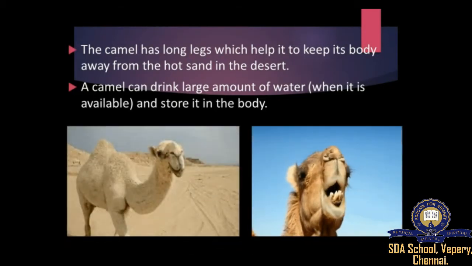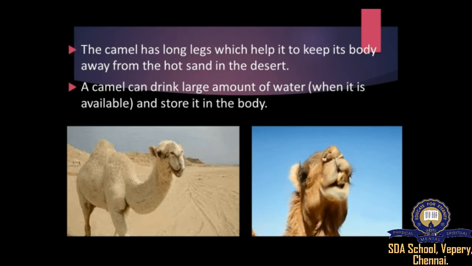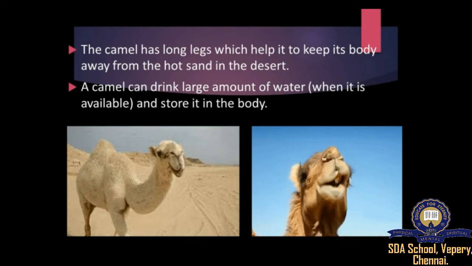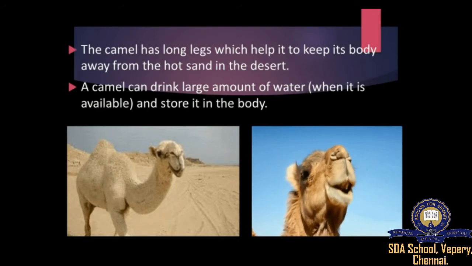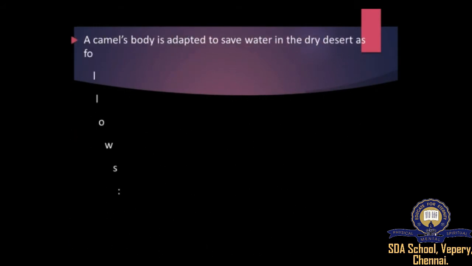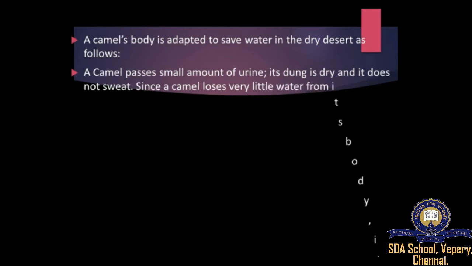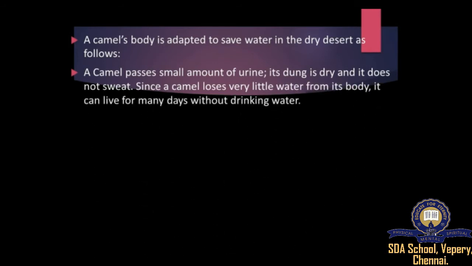So the camel has very long legs to keep its body away from the hot sand, and it can drink a large amount of water, store it in the body, and use it when needed. A camel's body is adapted to save water in the dry desert as follows. A camel passes a small amount of urine, its dung is dry, and it does not sweat. Since a camel loses very little water from its body, it can live for many days without drinking water.